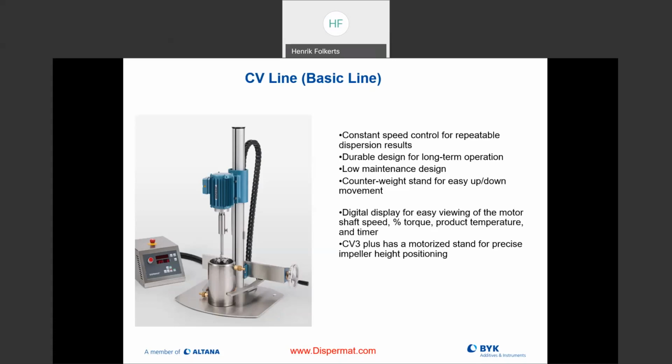Then we have a PT100 probe that will work with it, and also a timer function, actually a dual timer, so we can set it up to disperse your product for, let's say, 30 minutes. And then after 30 minutes, it could reduce the power or the speed, and then run for another 30 minutes at a reduced speed.